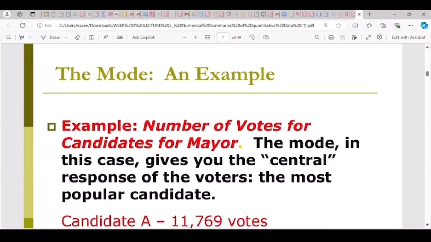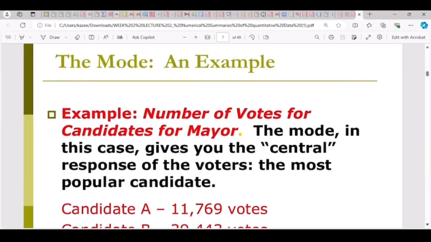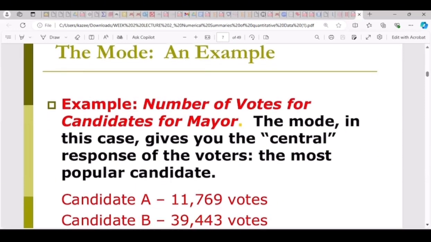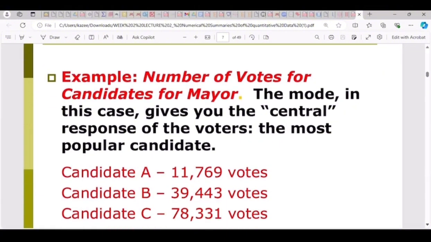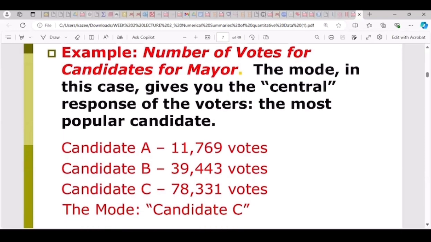The numbers of votes for candidates for mayor, and of course, we've got candidates A, B, and C. This is the total number of votes they received. Now, we're going to declare candidate C the winner because candidate C is the most popular. Candidate C has the highest frequency. Does that make sense? So what we use here is mode. Like in here, we can't use mean. We can't use median. It doesn't make sense.